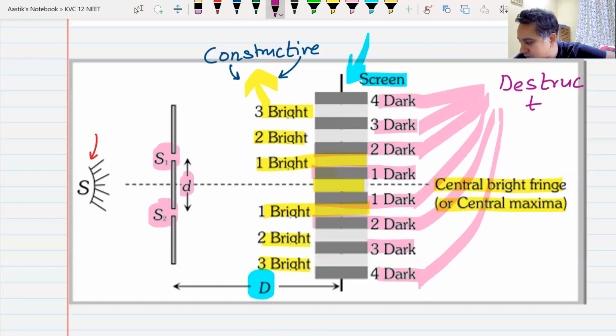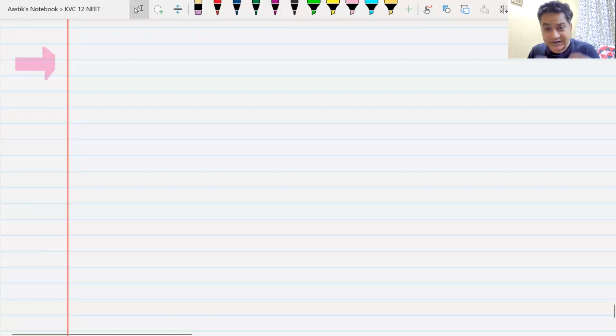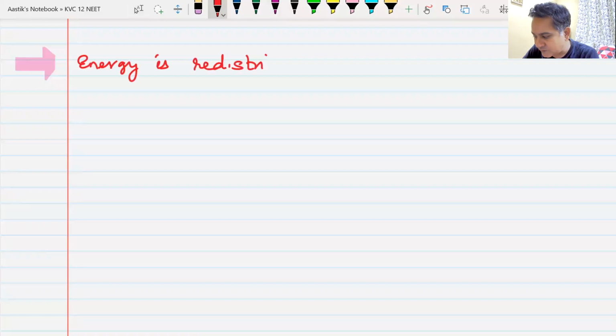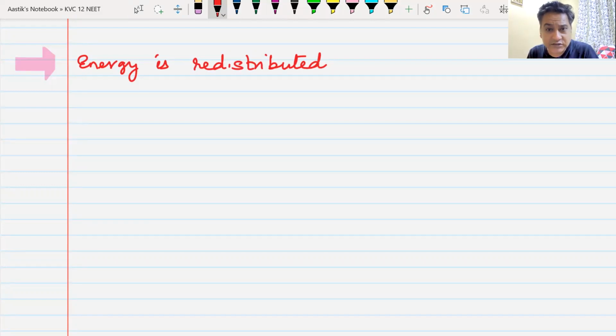Yes or no? Yes, sir. So basically what is happening is at some points you have constructive, intensity is maximum. At some points you have destructive, intensity is minimum. So we can call interference a redistribution of energy. Energy of the wave is redistributed. In dark regions, the energy becomes zero, intensity becomes zero, but in bright regions, it becomes very bright.